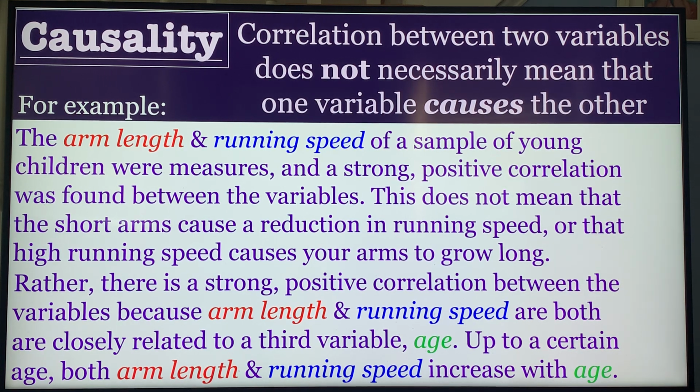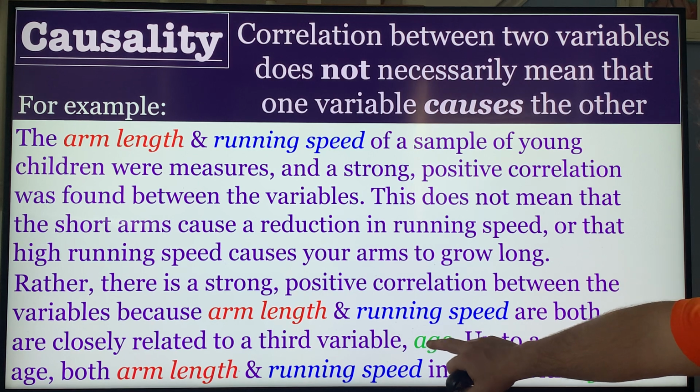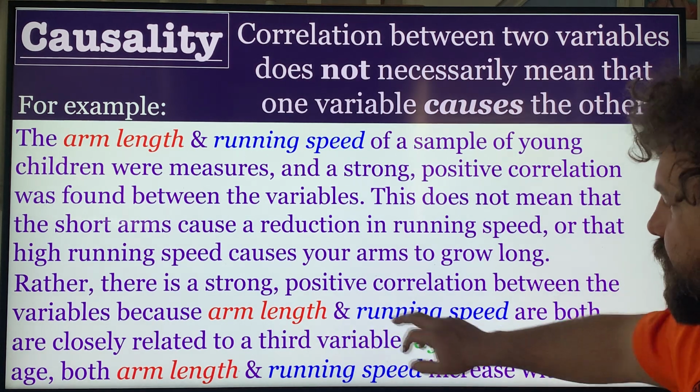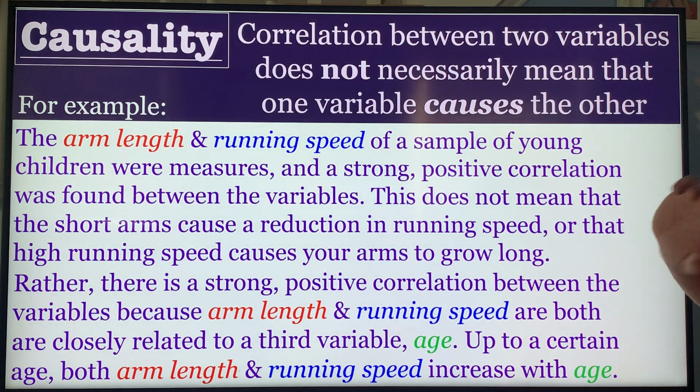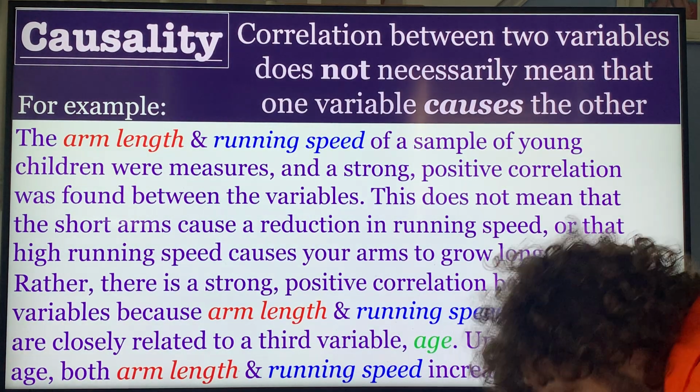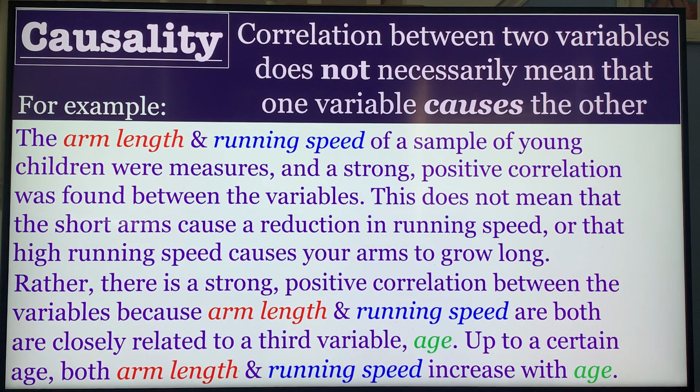But anyway, they are both related to age, which would be my independent variable, and these are dependent on it. It just happens to be a third variable. So they're just related. It just happens to be that way. Okay. So up to a certain age, both arm length and running speed increase because they both increase with age. All right. Let me move on.